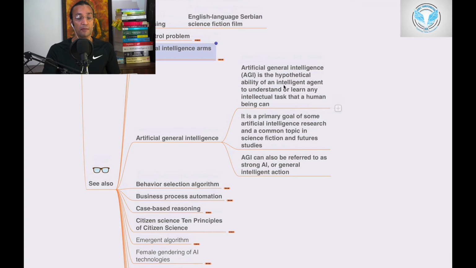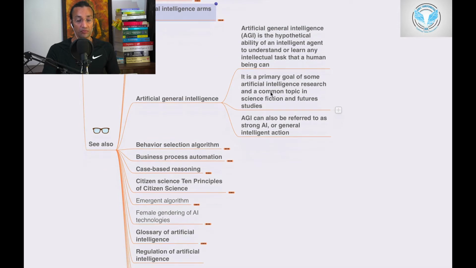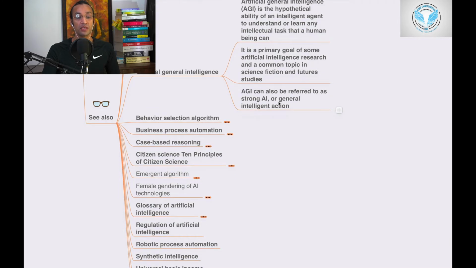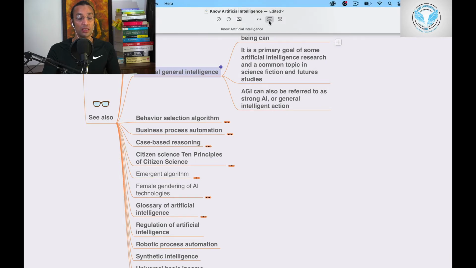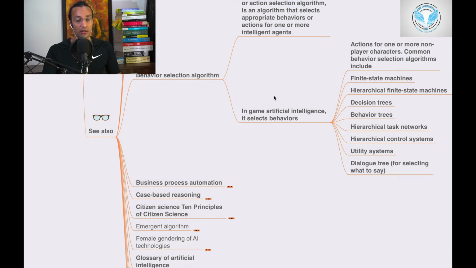Artificial general intelligence is the hypothetical ability of an intelligent agent to understand and learn any intellectual task that a human being can. It is primarily a goal of some artificial intelligence research and a common topic in science fiction and future studies. AGI can also be referred to as strong AI or general intelligent action. So you have to go and do research on these things so you'll understand AI from a deeper perspective.